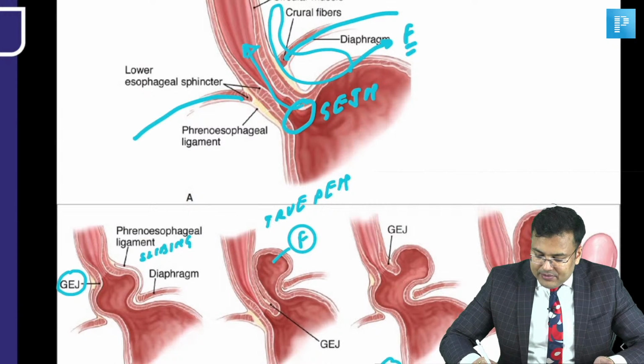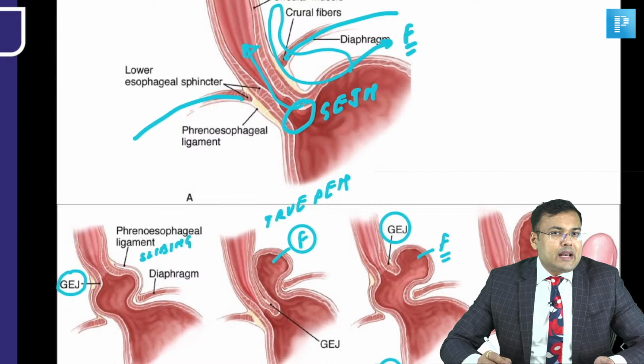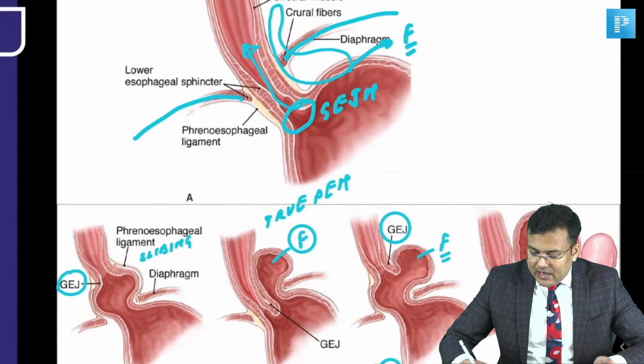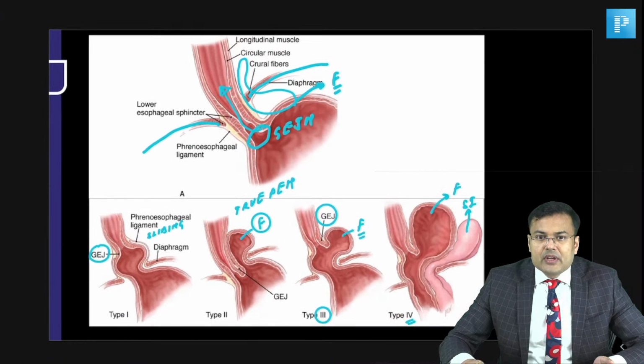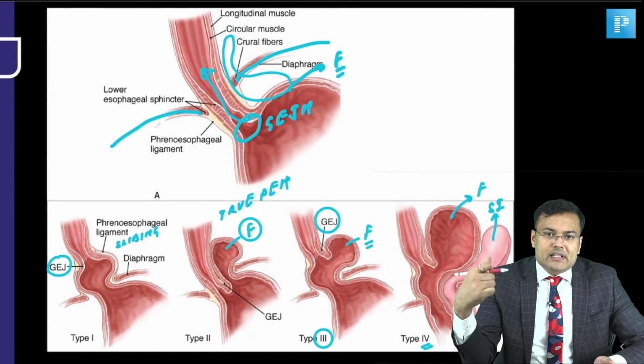If you see this type 3, you can notice here that there is herniation of both fundus as well as GE junction, and this is known as mixed paraesophageal hernia. And this is type 4, where apart from herniation of fundus, there is herniation of some other organ. So apart from herniation of fundus, if there is herniation of small bowel, that is type 4.